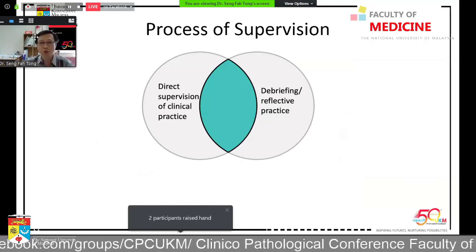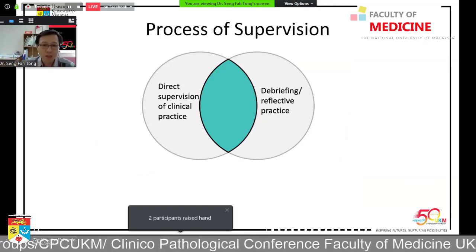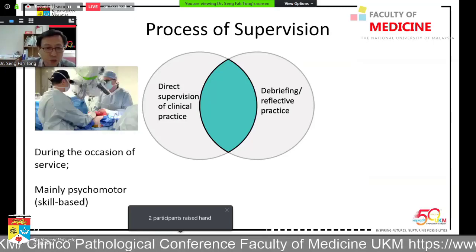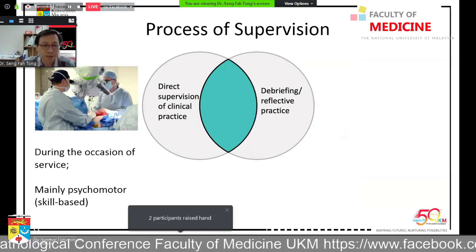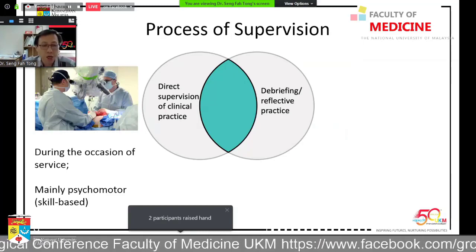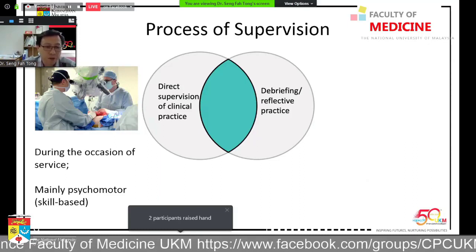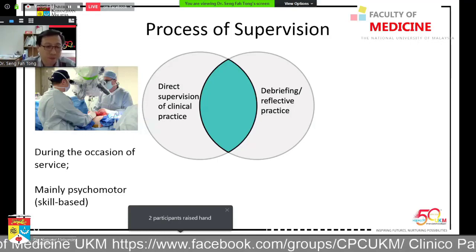Of course, the process of supervision can be direct and indirect. Direct supervision is on the clinical practice itself, so what we often do is on-the-job training. During an occasion of service, for example operating in the OT, a supervisor supervises a trainee in certain procedures, such as hand-on-hand holding.